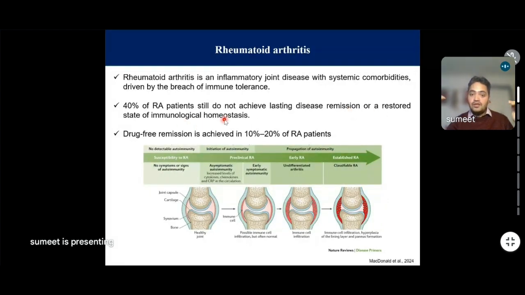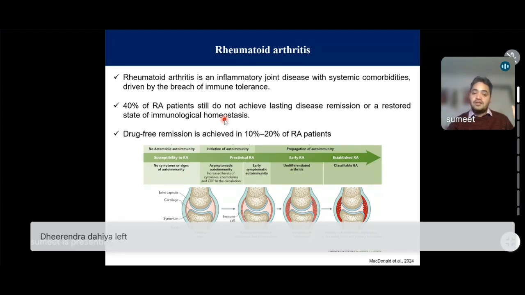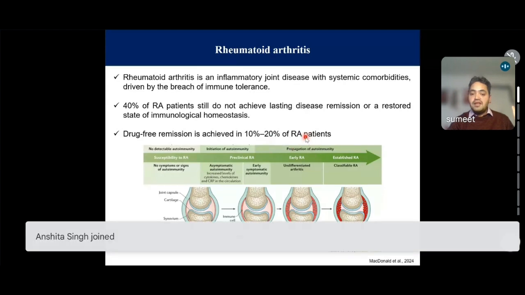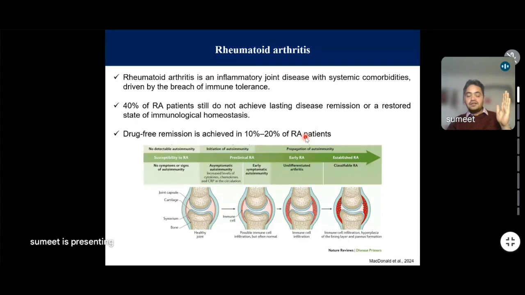homeostasis. Meaning, even today, we have lots of drugs for rheumatoid arthritis, but 40% of those patients, meaning 40 out of 100 patients, do not have long-lasting remission. Drug-free remission is achieved in 10 to 20% of RA patients, meaning that if someone has RA, rheumatoid arthritis, and they don't take a drug, the chances that they will again develop rheumatoid arthritis is almost 80%.